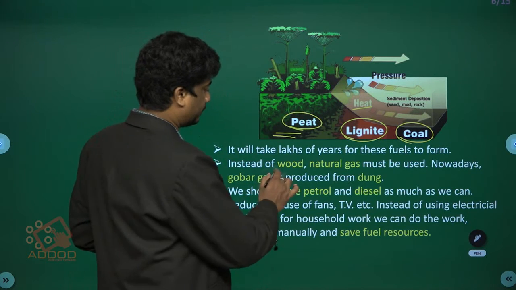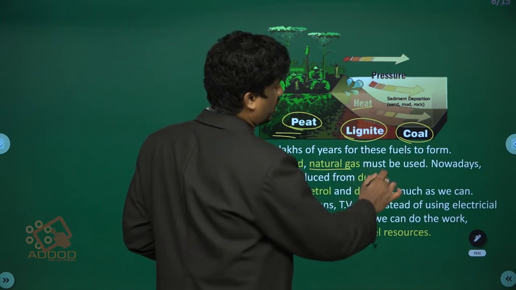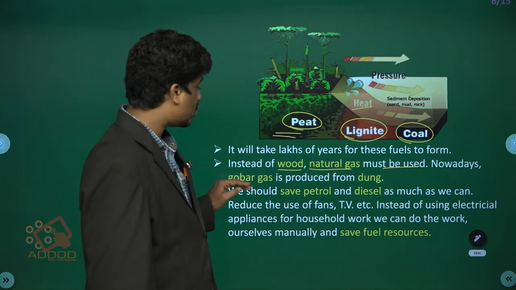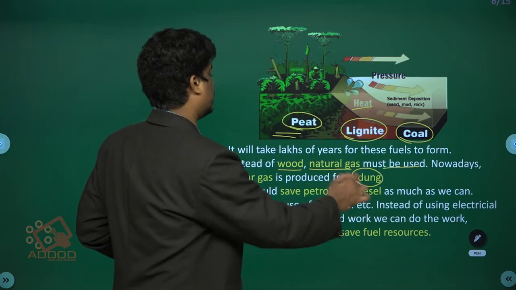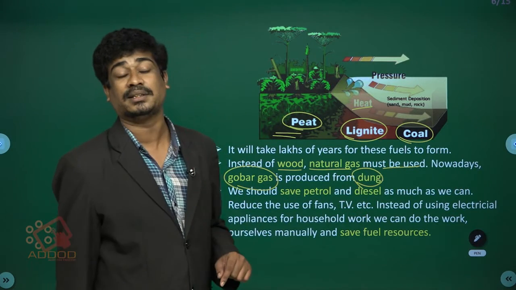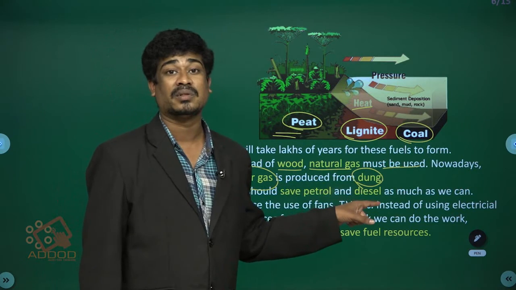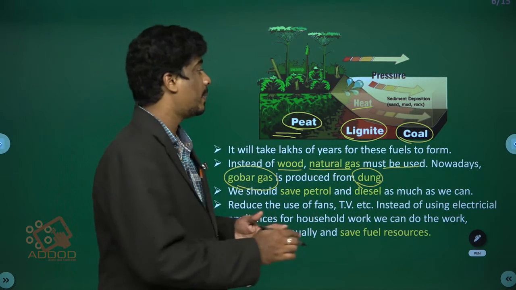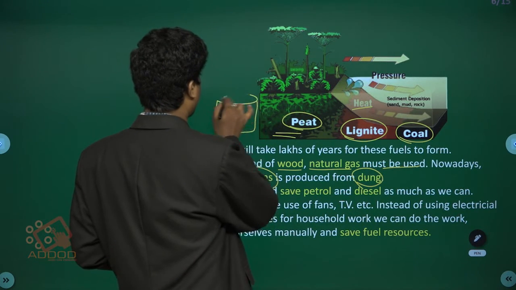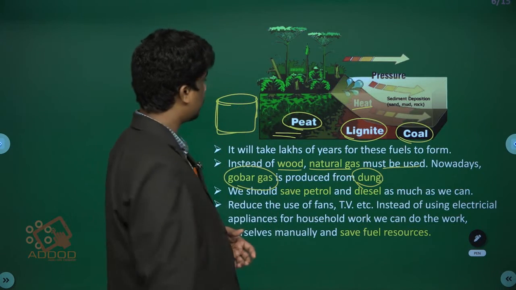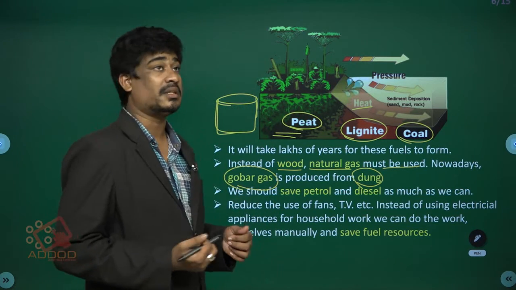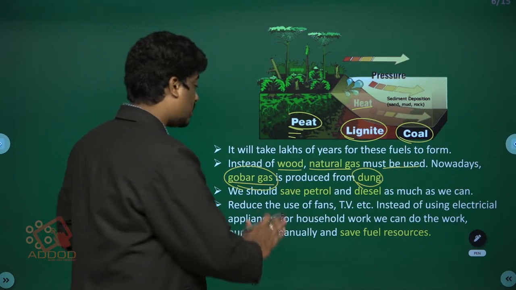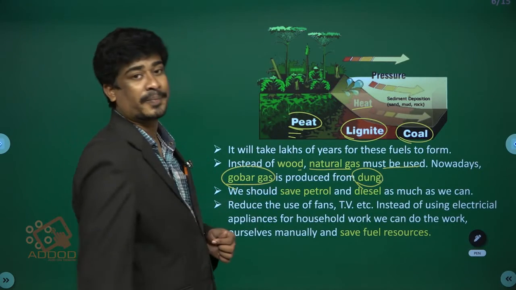Instead of wood, natural gas must be used. Nowadays, gobar gas is produced from dung. So this is a natural resource. By pouring dung into the hole, and by applying certain pressure, the dung can be converted into gases. We call it gobar gas. So with that also we can cook.